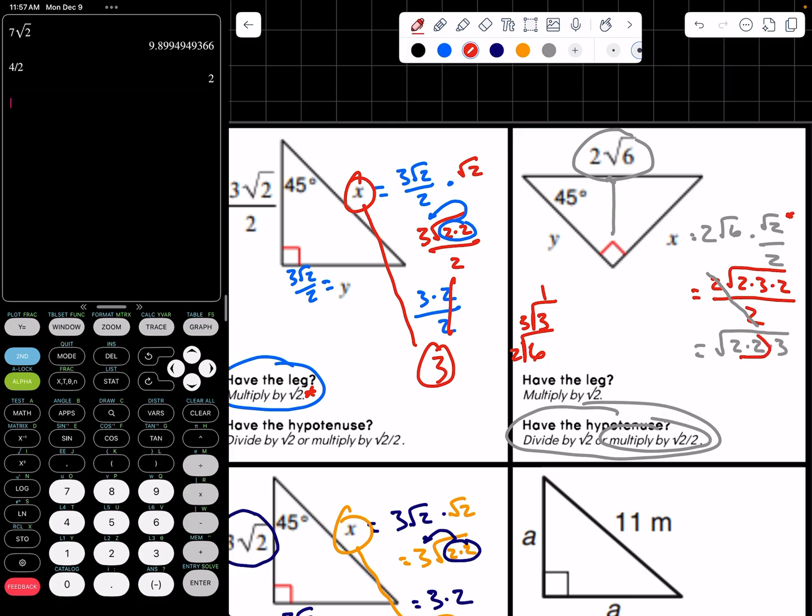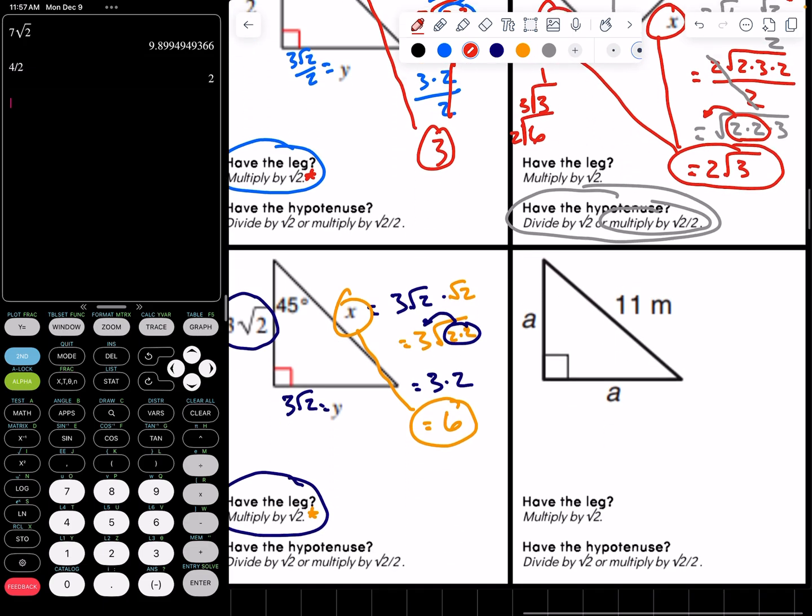Because I have my pair of 2's, I can pull out my pair of 2's. So this is going to equal 2 root, I still have my 3 underneath. Okay, there's a little bit more work to do with that one. However, it's not crazy difficult. We just have to take our time. This might be a situation where we're going to ask for a little bit of help in order to make sure that we understand exactly what's going on here.